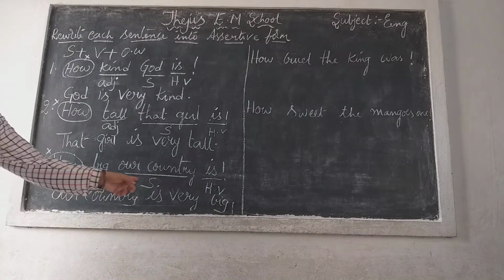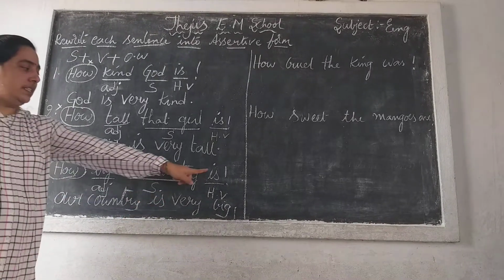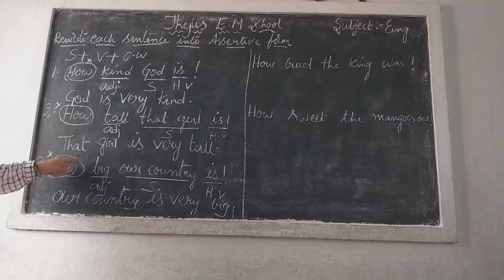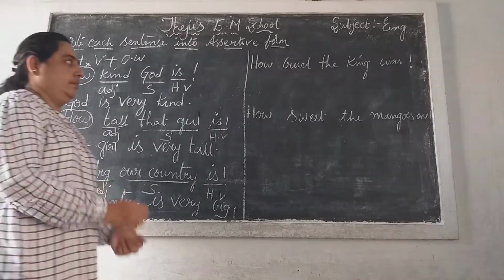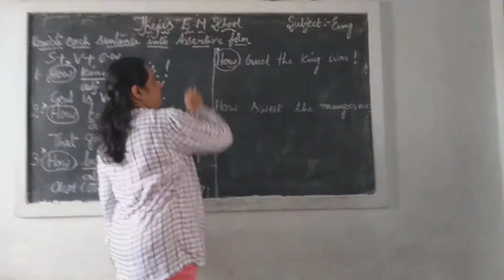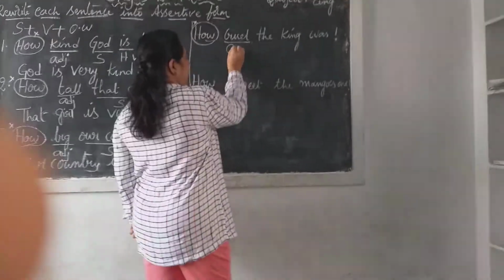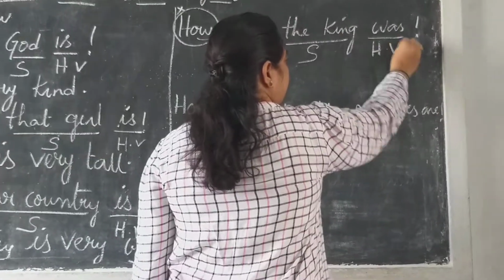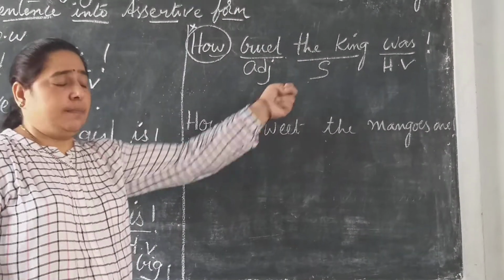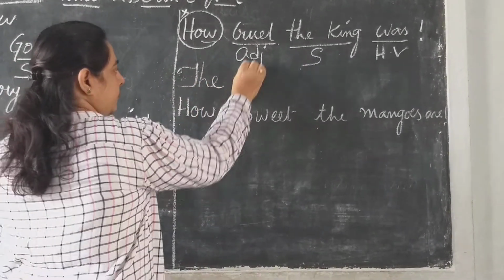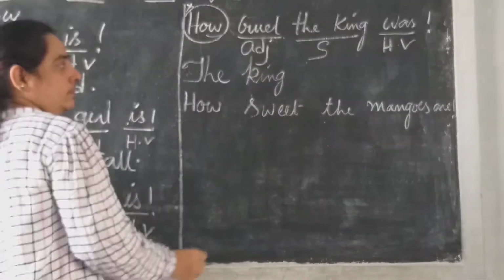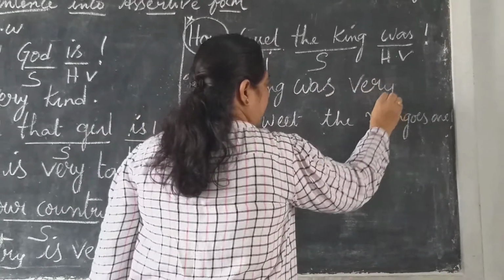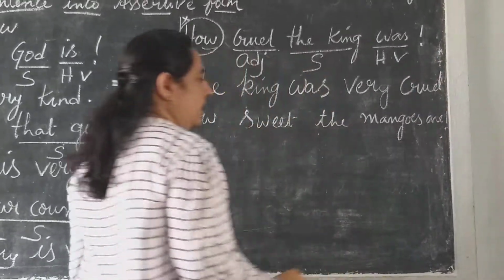Start with the subject. What is the subject here? Our country. Next verb. What is the verb here? Is. And next, very big. Okay. In every sentence you have to delete how. Okay children. Cruel, adjective. The king, subject. Was, helping verb. So we have to start the sentence with the subject, the king. The king. Next verb, was cruel. Very cruel. Was very cruel.